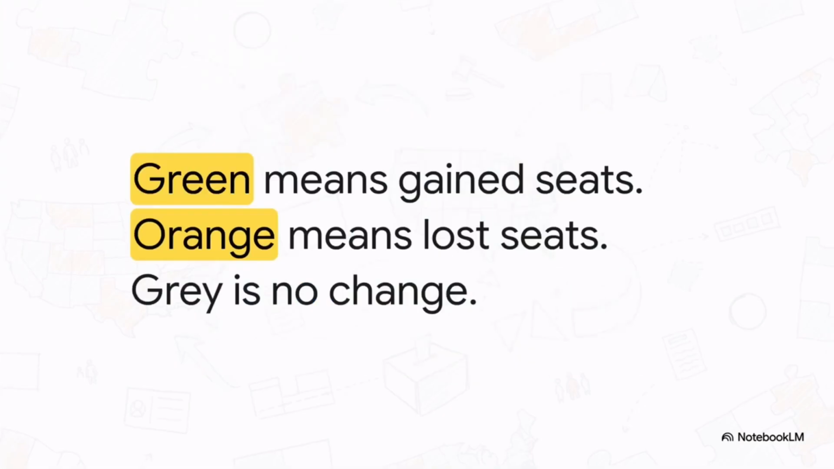So what are we actually looking at here? Well, green means a state gained US House seats. Orange means it lost seats. And gray just means no change. This map is quite literally a visual record of population movement dictating political power, because when people pack up their lives and move to a new state over a 10-year period, they bring their political representation right along with them.